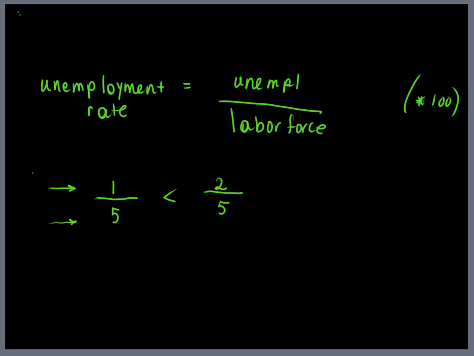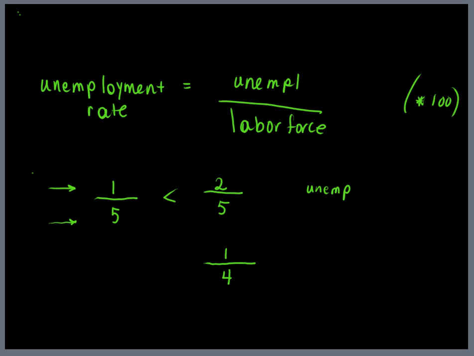But I can also do it by affecting the denominator. So I can say, let me keep the number of unemployed at 1, but let me make the labor force 4. Now I've also made the unemployment rate larger by just decreasing the denominator. And I know 1/5 is less than 1/4. And so this is the way that I've increased it by way of affecting the labor force.